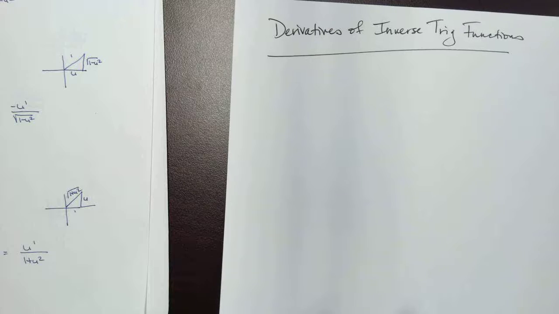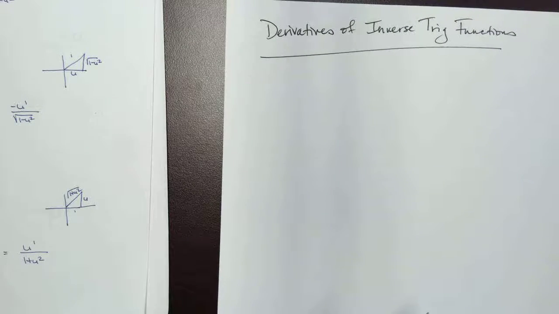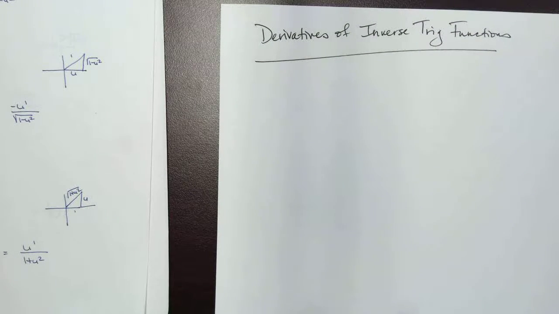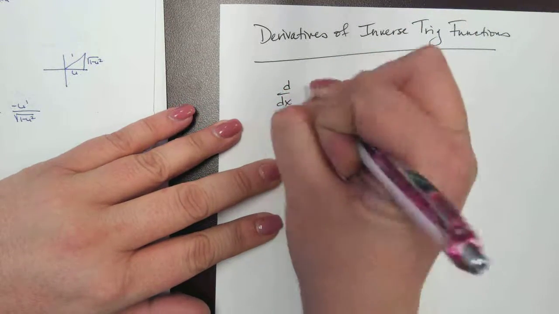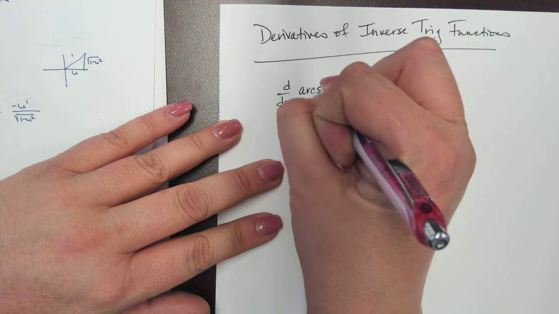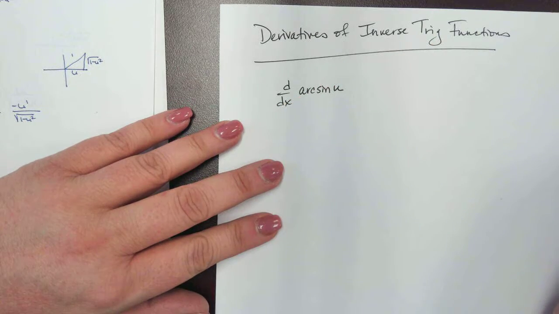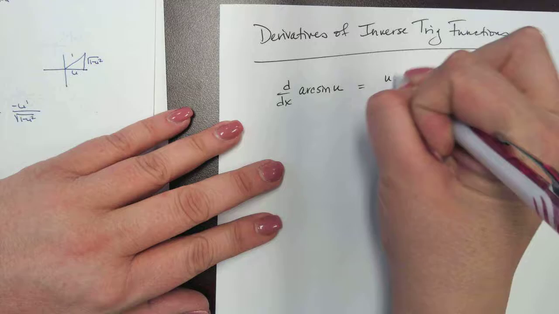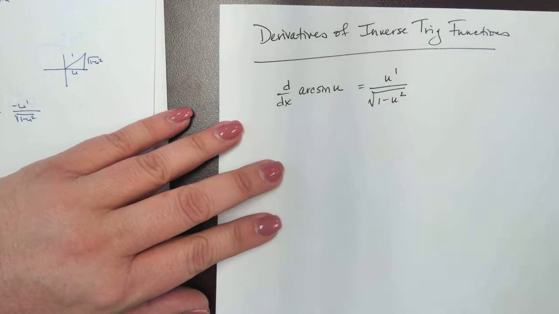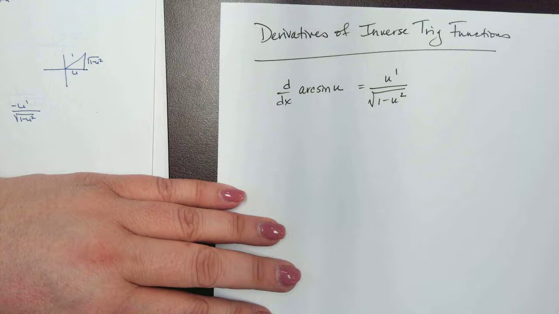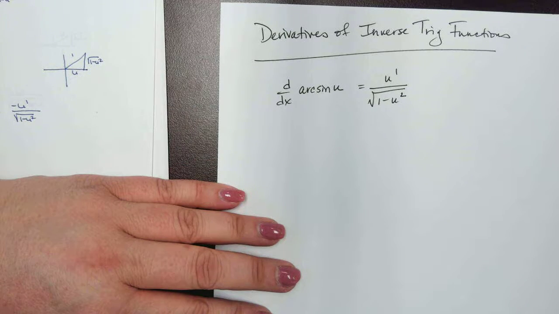Okay, let me show you. I can derive all of them, but rather than deriving them all, I'm going to just derive one of them, and you can see where they come from, because they come from the triangle. So d dx of arc sine of u is equal to u prime all over square root of 1 minus u squared.